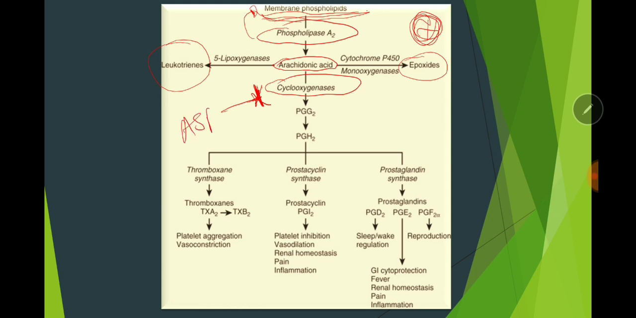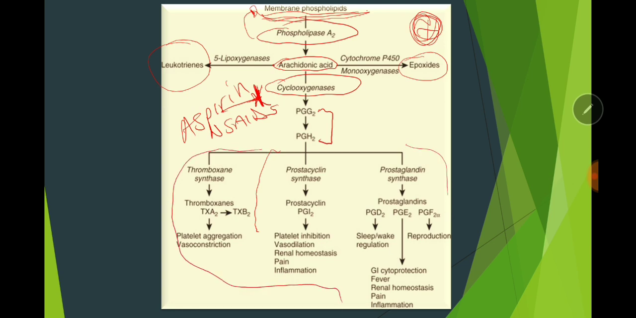So you give aspirin or NSAID. It's going to block cyclooxygenase. If you block cyclooxygenase, all these prostaglandins are blocked. As we mentioned, prostaglandin G2 is the first prostaglandin to be synthesized in the breakdown of arachidonic acid. If you block this prostaglandin G2, then you cannot have any other prostaglandin produced. So all these prostaglandins are going to be blocked.